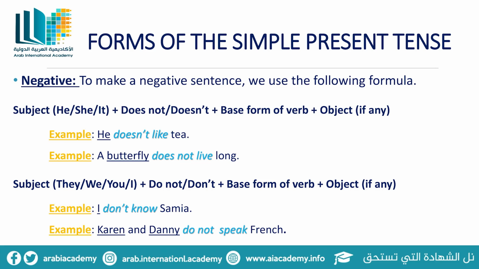For the second example, Karen and Danny do not speak French. Karen and Danny refer to the pronoun they. We added do not to the negative sentence and we used do because the subject is they, Karen and Danny. Then we added the verb, which is speak, in its base form.